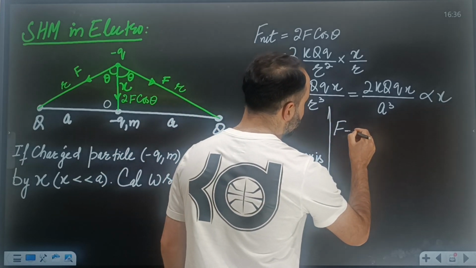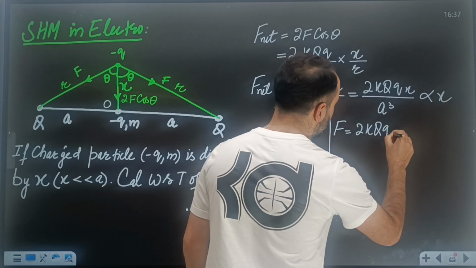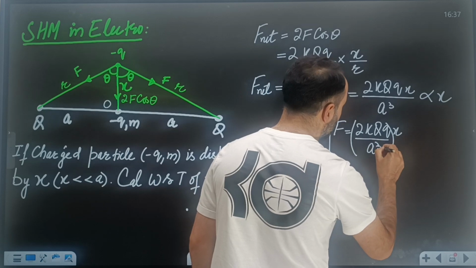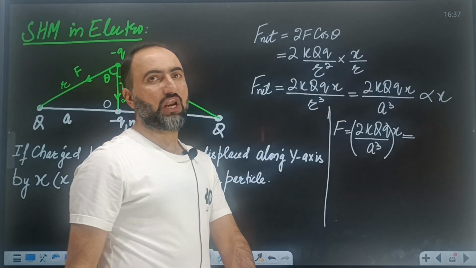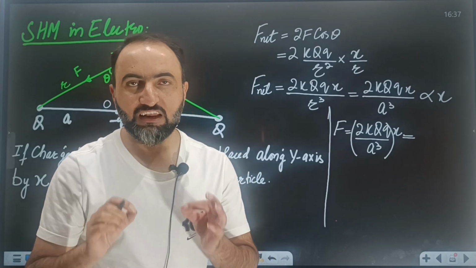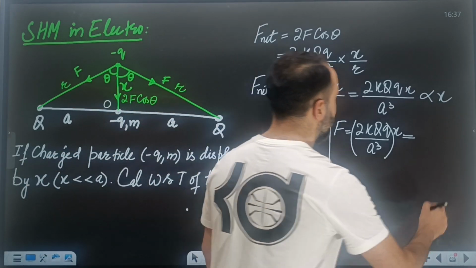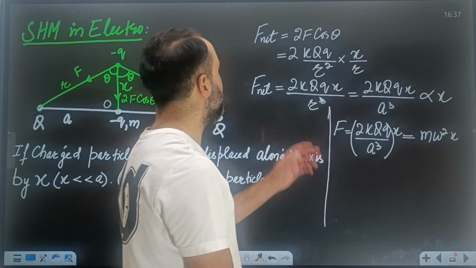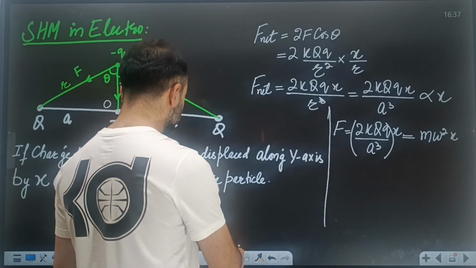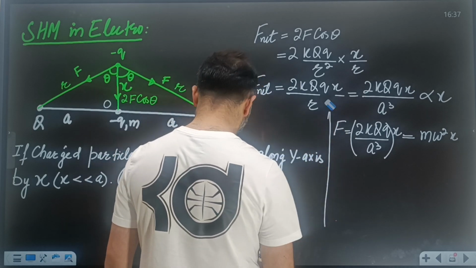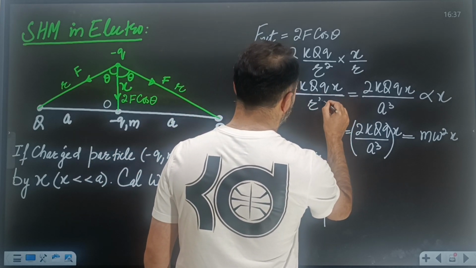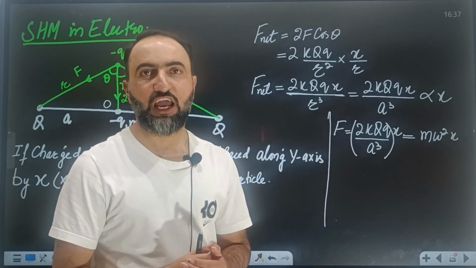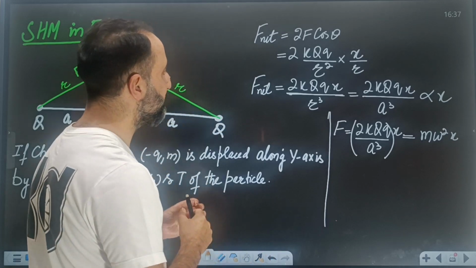The force here is equal to twice k capital Q small q into x divided by a cube. This is the force that is acting on a particle. Alright? And that's equal to, I will write down a generalized equation for linear simple harmonic motion. And what is that equation? That is m omega square multiplied by x, where m is the mass of the particle and omega is the angular frequency of the particle, and x is the displacement of the particle.